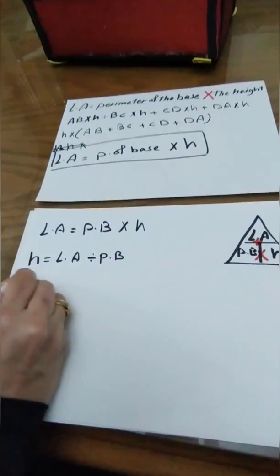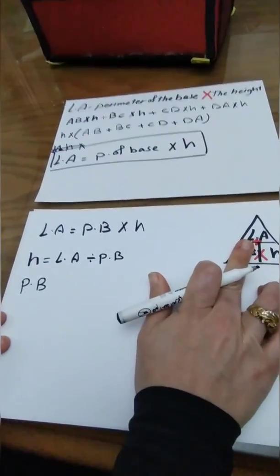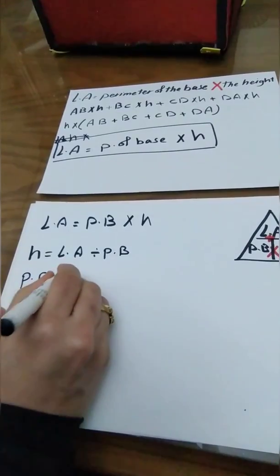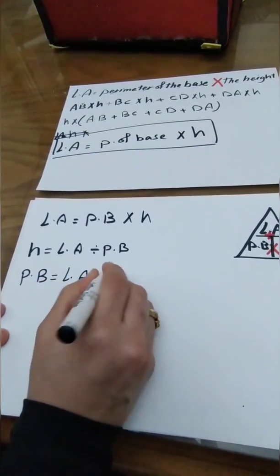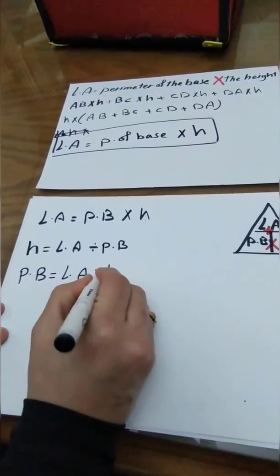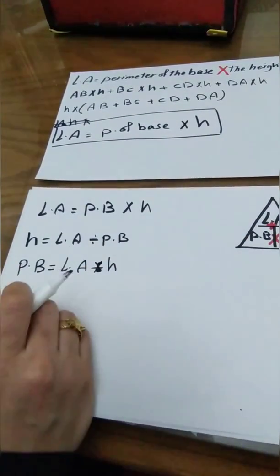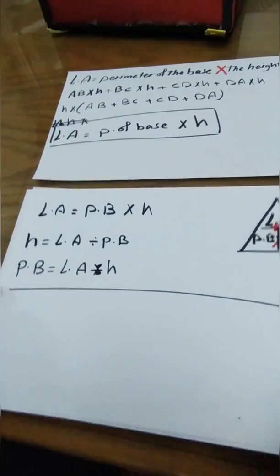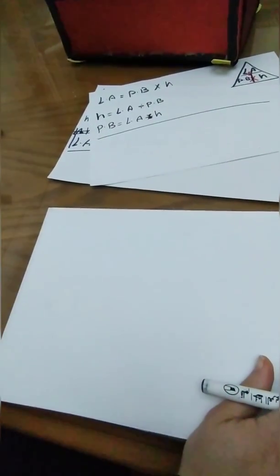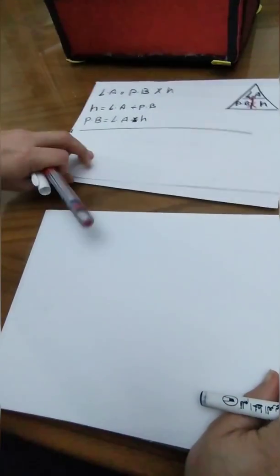If I want perimeter of base, it equals lateral area multiplied by height. Sorry, lateral area divided by height. This is divide. Okay. Here we said to figure out the lateral area, you must first bring the perimeter of base, and you must have the height.